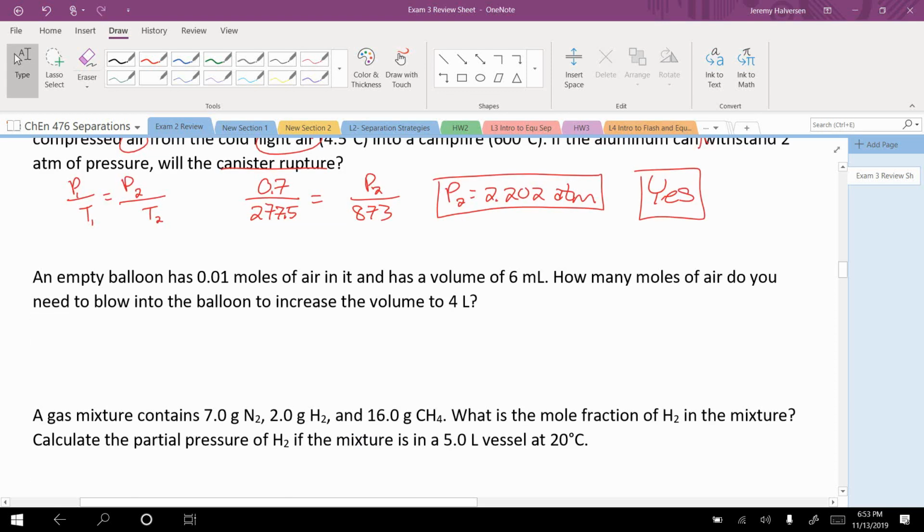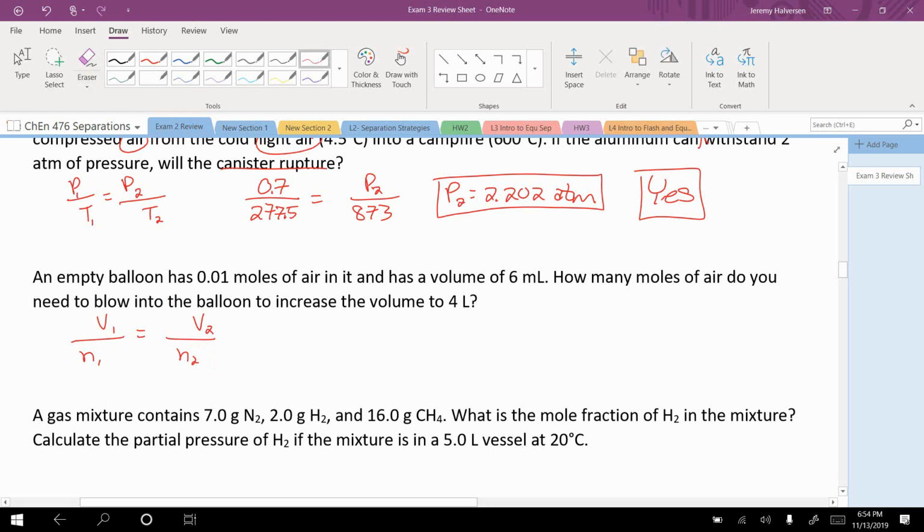All right, so what do we got here? We still have our P1 V1 over N1 T1, right? Is that right? I actually didn't read the problem. Yes. Okay. P2 V2 over N2 T2. What changes? Moles and volume, yeah? So then pressure goes away and temperature goes away.